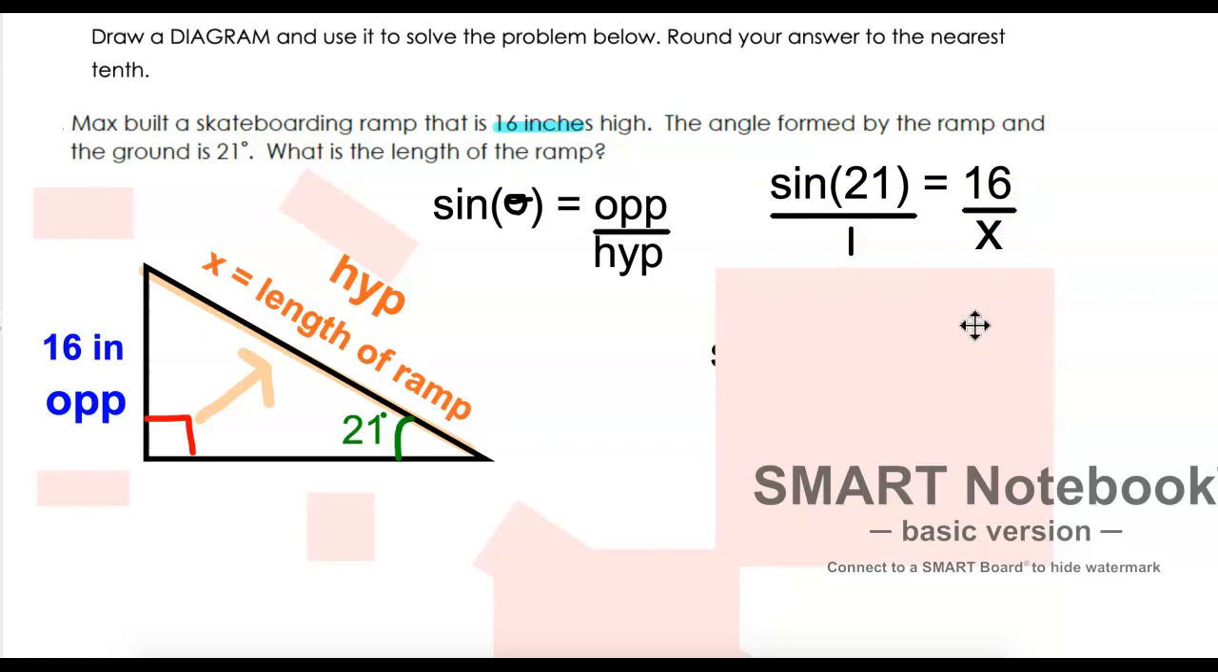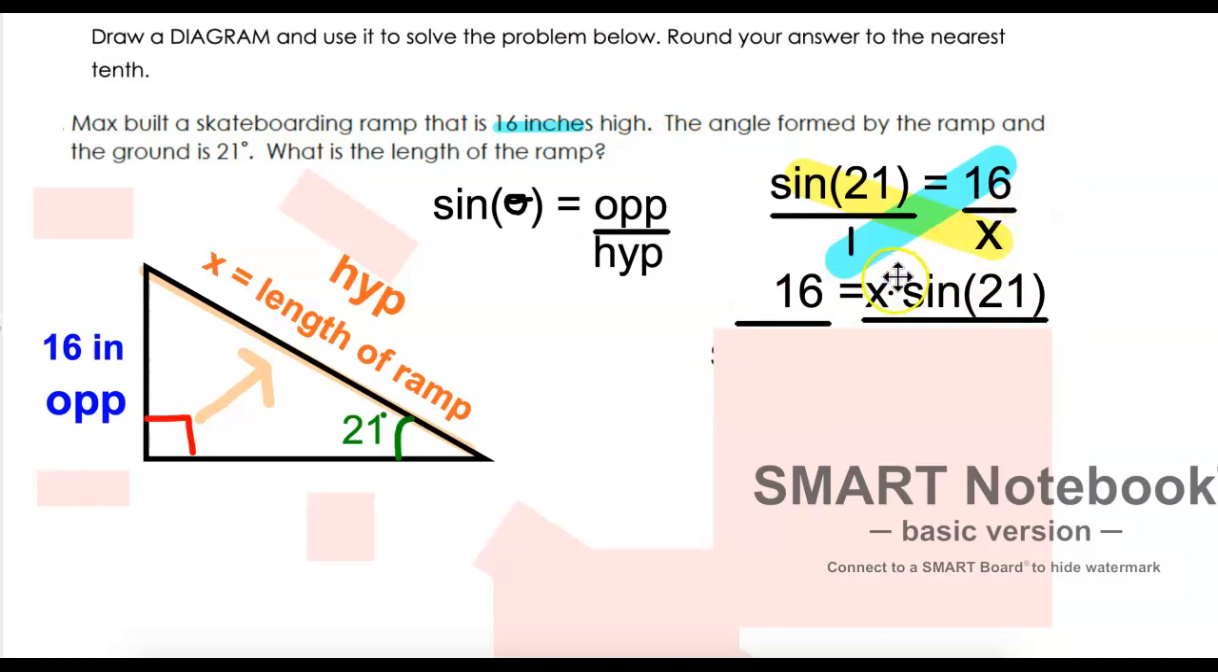Then remember, in order to solve this, we need to turn it into a proportion. So we need to take the sine of 21 degrees and put that over 1. By putting that over 1 and turning it into a fraction, we now have a proportion that we can solve by using cross multiplication. So remember, when we cross multiply, we take the numerator of one fraction and multiply it by the denominator of the other fraction. And then we take the denominator of the first fraction and multiply that by the numerator of the second fraction. So we're doing cross multiplication.